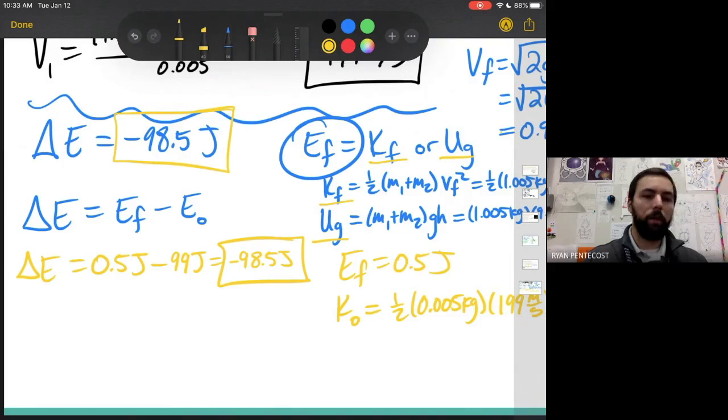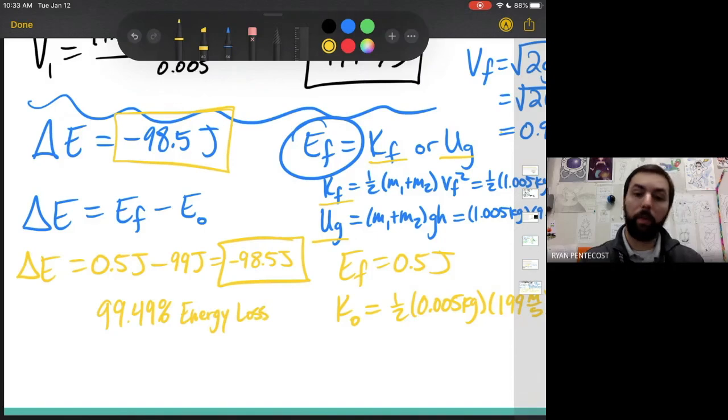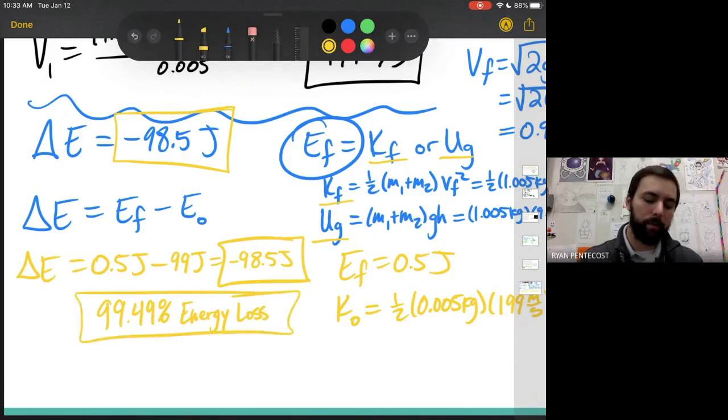You have an energy loss of almost, I think it's over 99%. Let's see, 98.5 divided by 99. Yeah, you are at 99.49%. 99.49% energy loss. Crazy high on that one. And that's how much energy you're losing when a bullet gets lodged into a block.